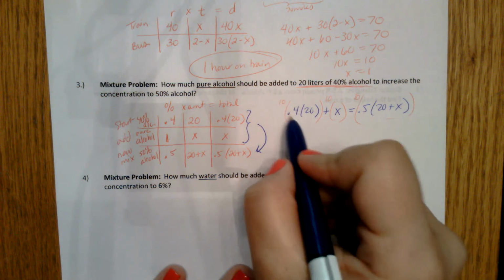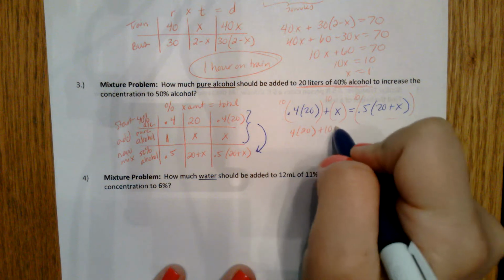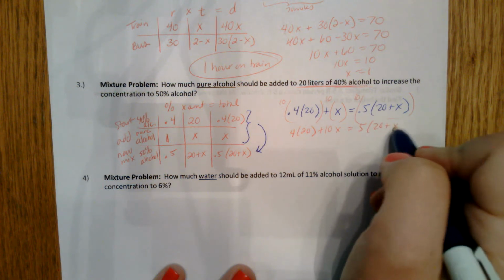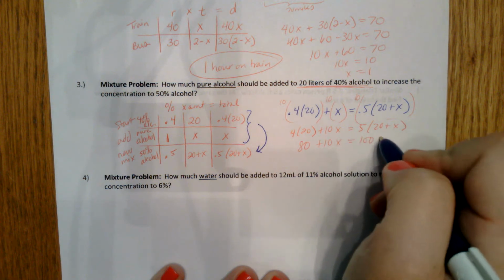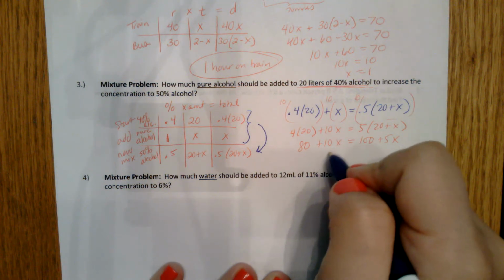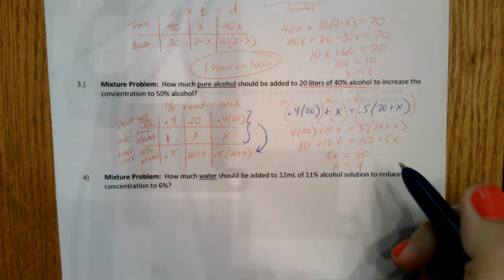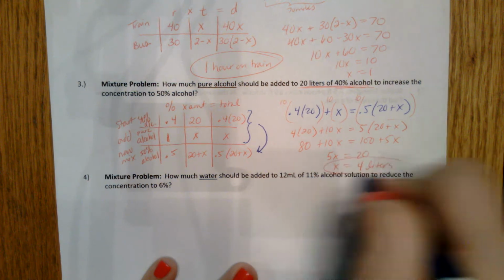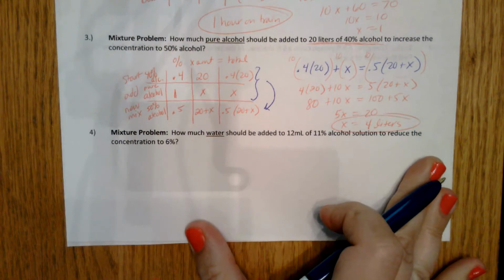And what that 10 does to the 0.4 is it makes it a 4 times 20. This becomes a 10x. This 10 times 0.5 becomes 5 times 20 plus x. So you get 80 plus 10x equals 100 plus 5x. And then we just solve, and we get 5x equals 20, x is 4. So we're going to add 4 liters to our mixture problem.